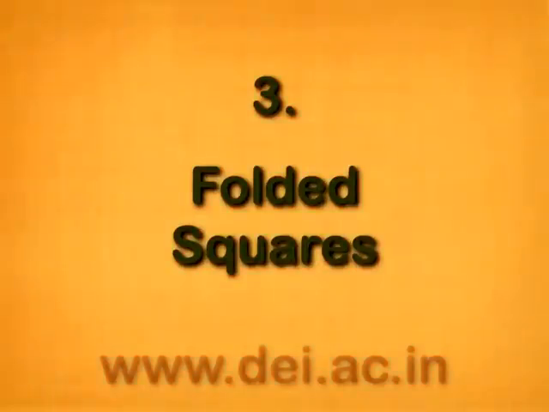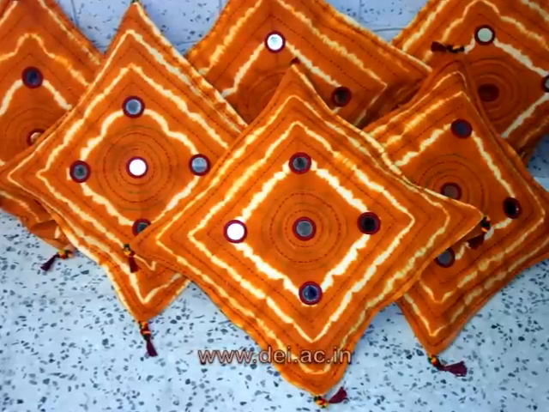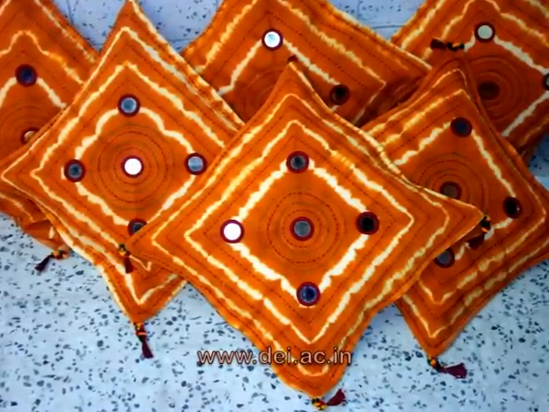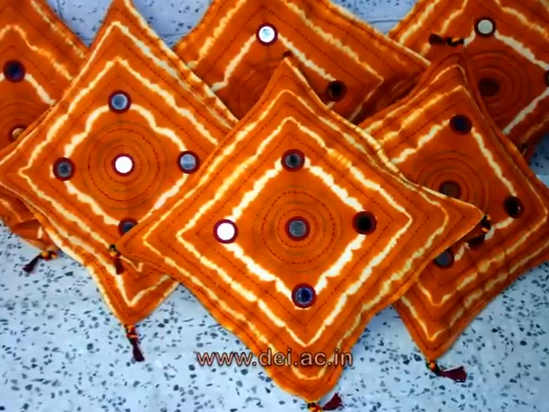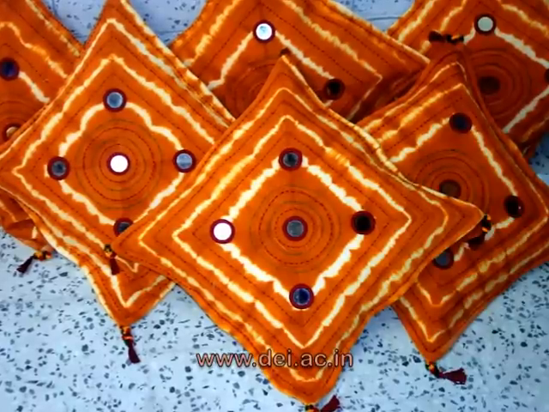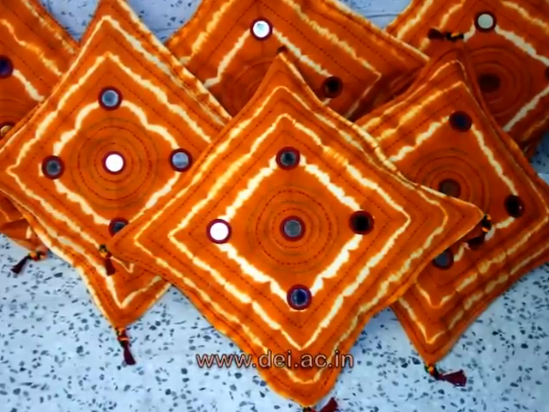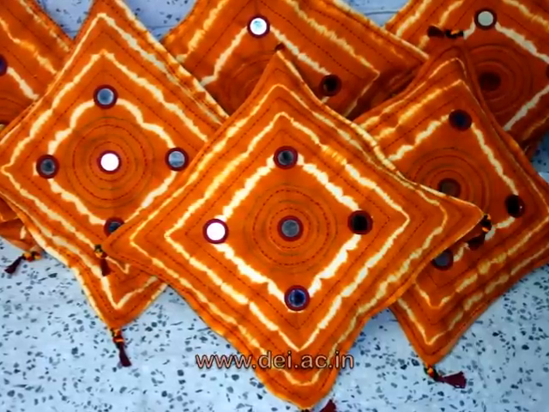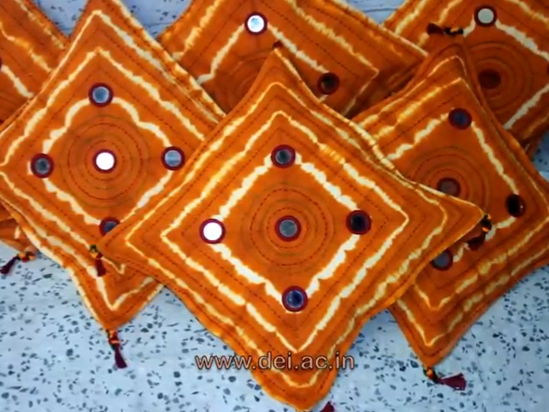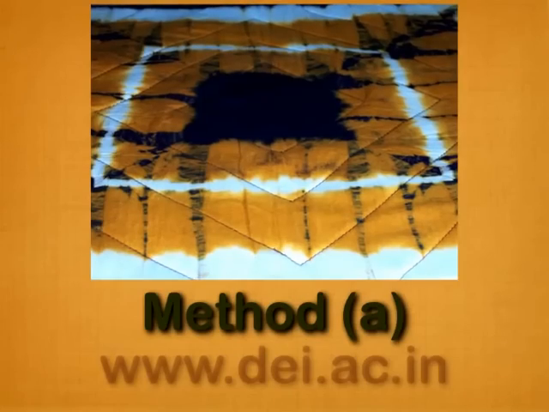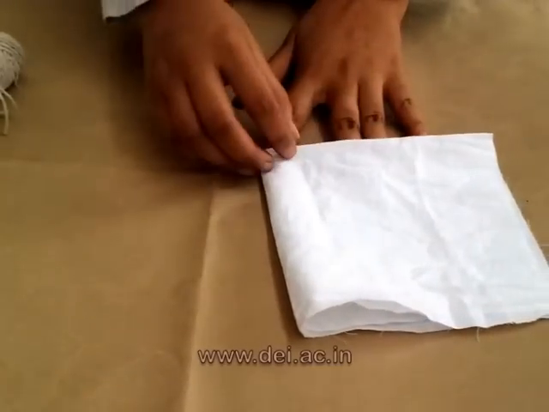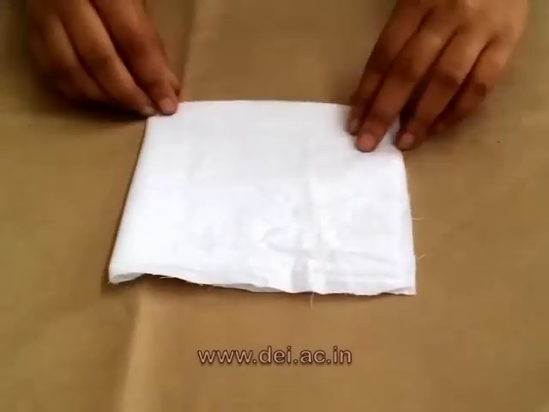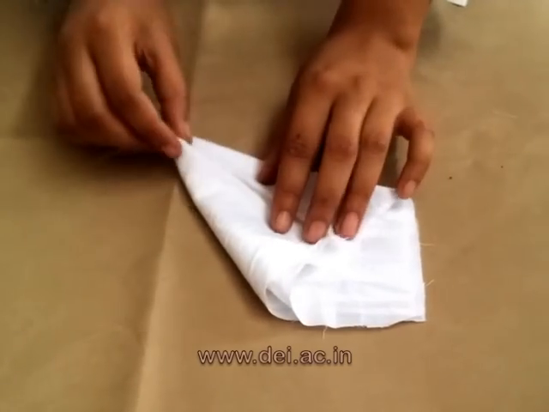Now, this is your third method, and that is folded squares. There are innumerable ways of folding, binding, and dyeing a square of cloth, each giving interesting results. The squares may be large or small, but for the first experiment, one approximately 8 inches by 8 inches is a suitable size. The method for doing this would be to fold the fabric into 4, then again diagonally, so that a triangle is formed.